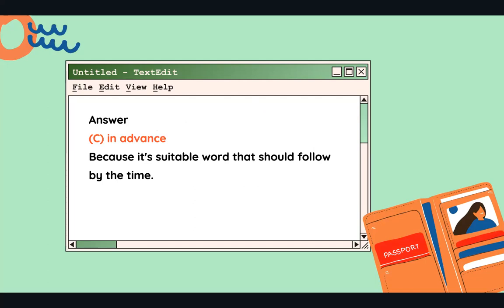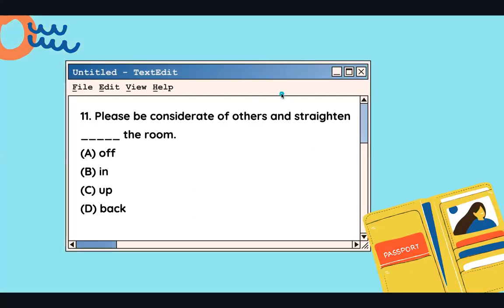And the last question is number 11. Please be considerate of others and strengthen the rule. A, off, B, in, C, up, and D, back. You will have 20 seconds to give the answer.